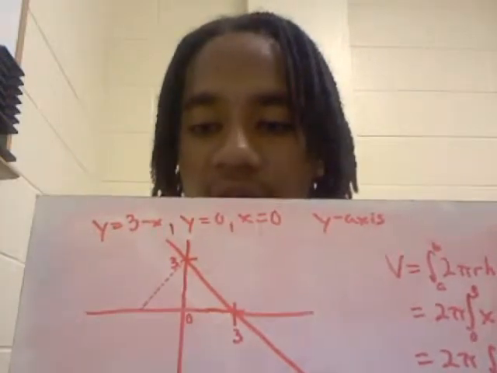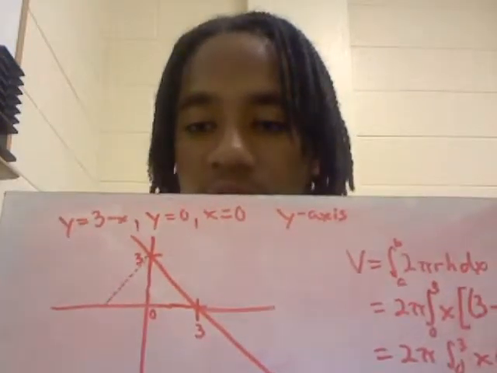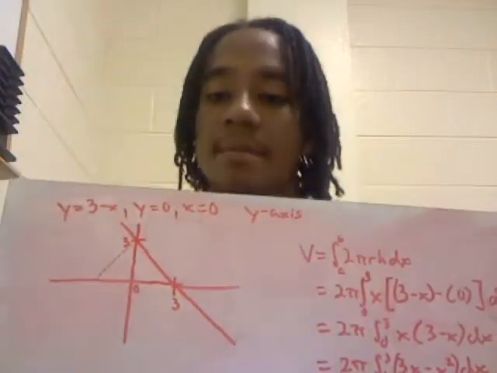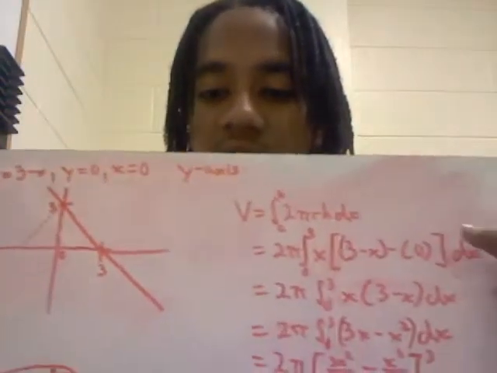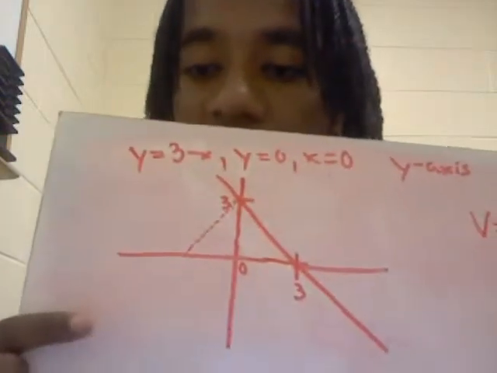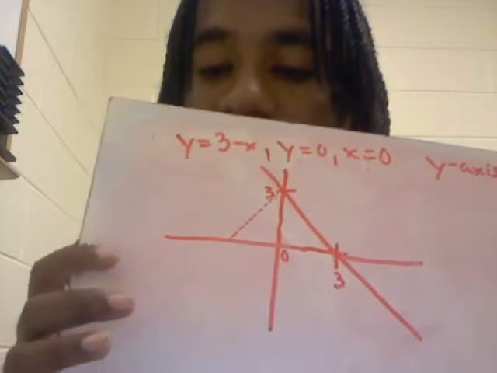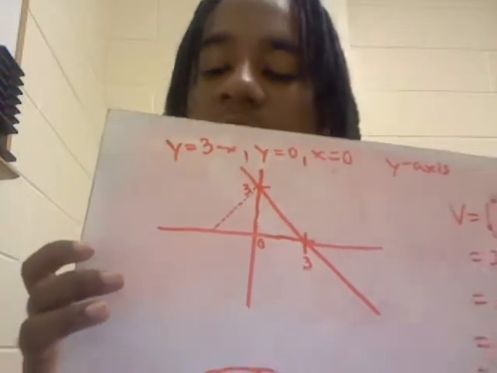Now for the second example, which is going to be y equals 3 minus x, y equals 0, and x equals 0. And it will be revolved this time around the y-axis. This is a graph of what is given. The y equals 0, x equals 0, and the y equals 3 minus x.